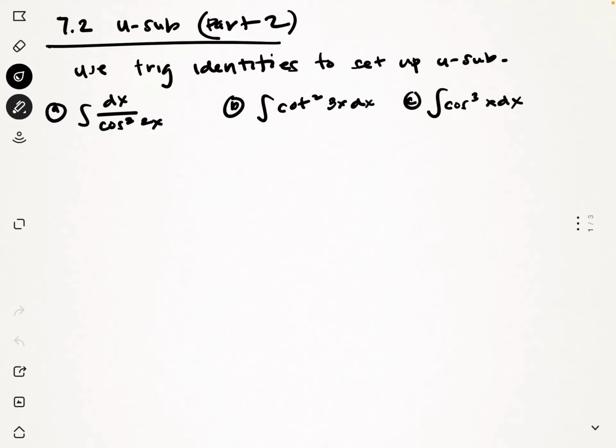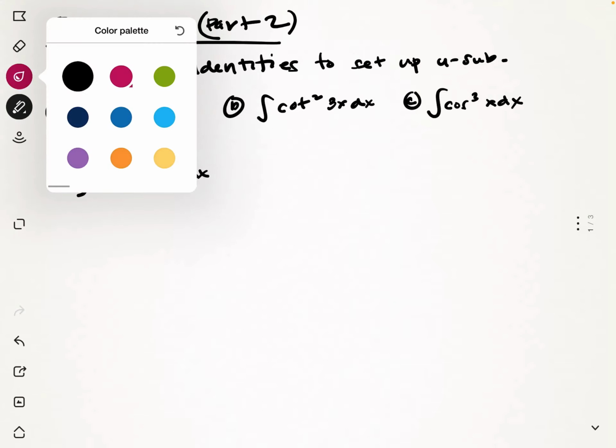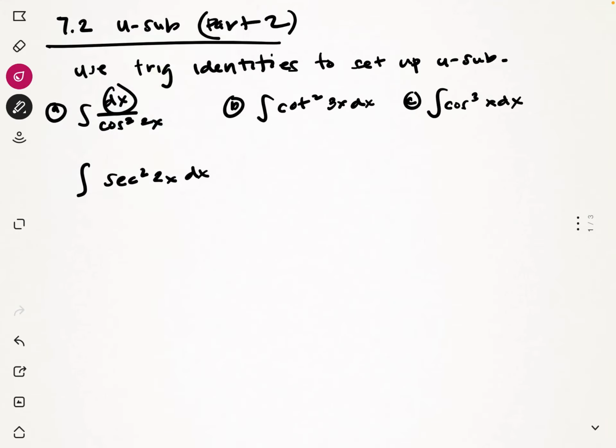So we're looking at the integral, or antiderivative, of dx over cosine squared 2x. To make it a little bit easier, we're going to change that. Remember, we have the reciprocal function: 1 over cosine is secant. So we can rewrite this as secant squared 2x, and then our dx stays here. This makes it easier because we do have an antiderivative for secant squared, but we don't necessarily have one for 1 over cosine squared.